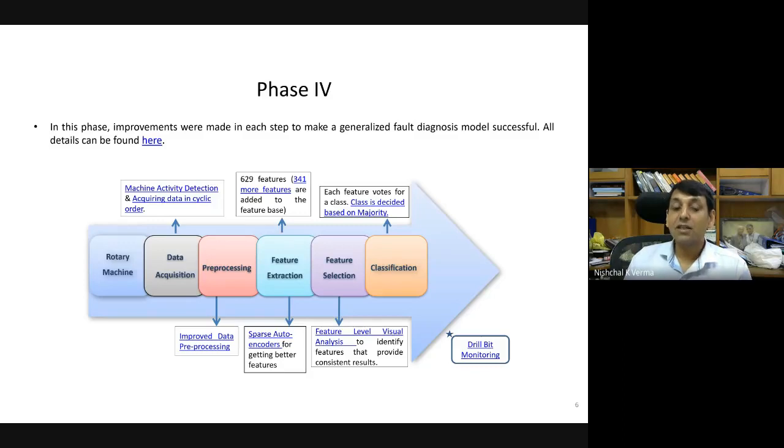This particular study has been reported in IEEE Transactions on Reliability, and the details are already there on my website. If you are interested, you can go and see how this study has been carried out, what the performance is, and how the whole process has been carried out. This is a very important study. And you see, this is the latest technology, and it has been patented also. It is a very interesting feature extraction scheme, which helps us in managing that problem. Otherwise, all the features were not supporting; they kept on changing. So that was the major finding here in phase 4.